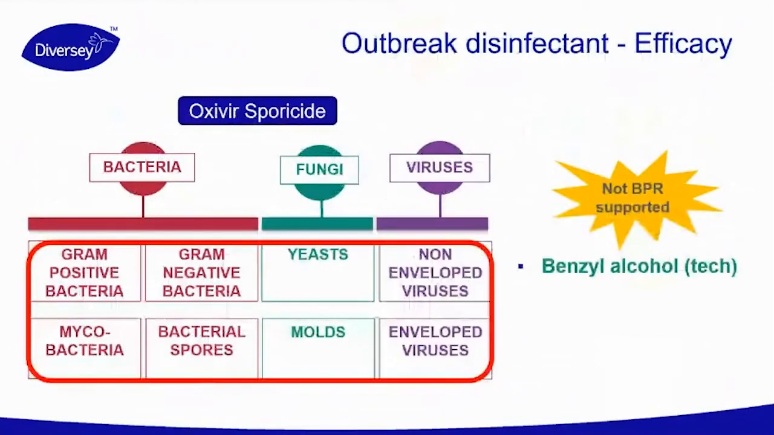And this is the summary of the efficacy of our Oxivir Sporicide. So as I said, Oxivir Sporicide is effective against a broad range of pathogens, which include the bacteria, spores, mycobacteria, yeast and mold, and non-envelope and envelope viruses.